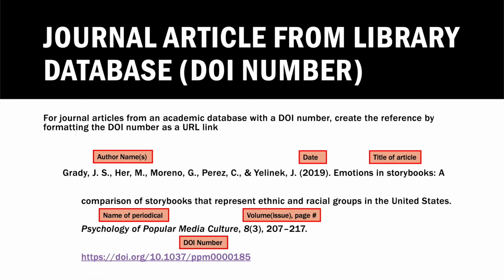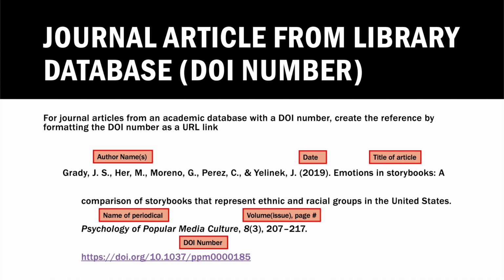This is a journal article from a library database. It has a DOI number. For journal articles from an academic database with a DOI number, you will create the reference by formatting the DOI number as a URL link. Let's look at the elements here.